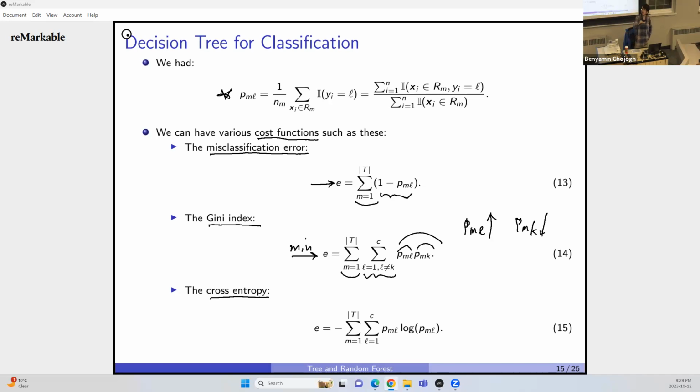When does this multiplication become small? Either PML is small or PMK is small. Both are desired, because when PML is small, PMK is large. When PMK is small, PML is large. Both are desired. Did you understand the philosophy behind Gini index? Yes?